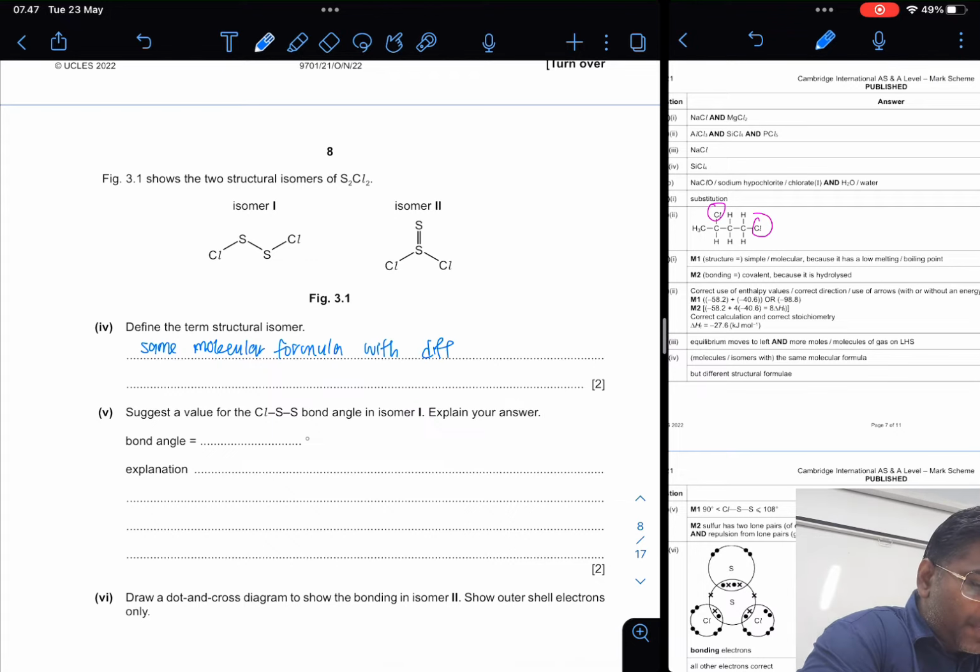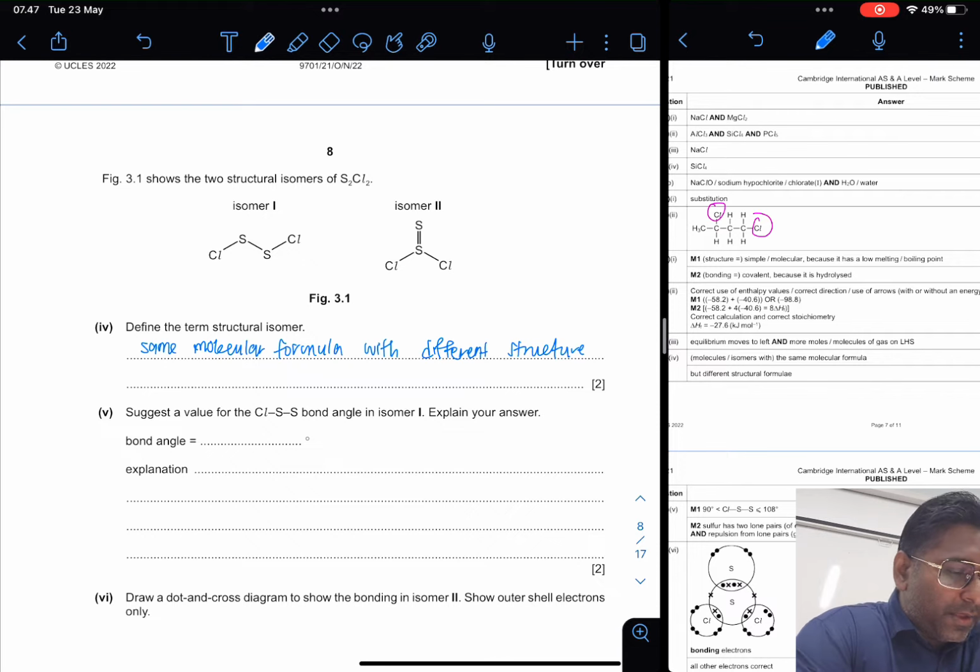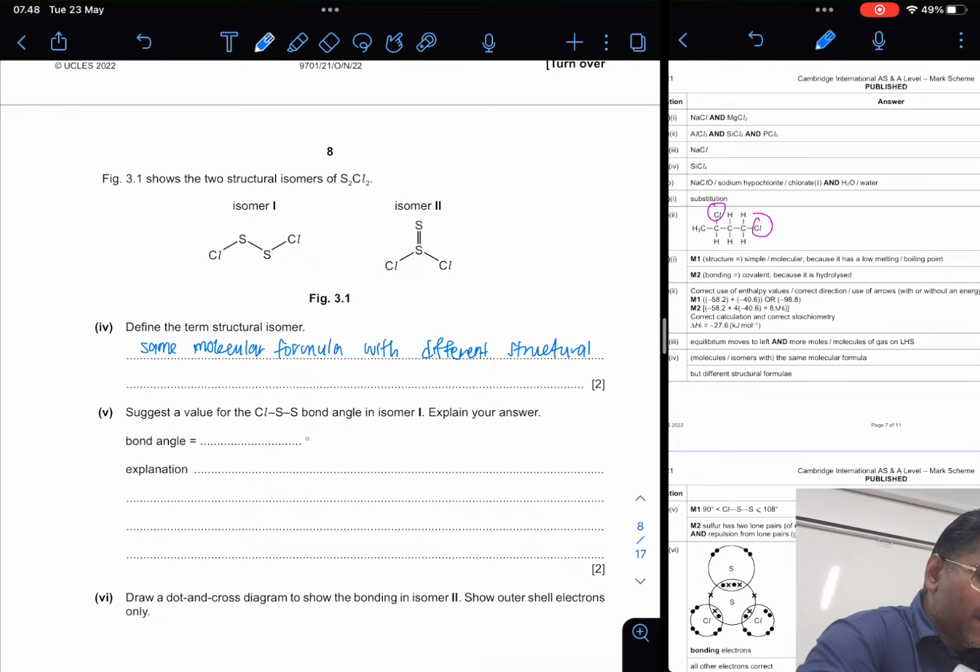Same molecular formula with different structure. So the answer is going to be, or you can say same molecular formula, so that's going to be 1 mark, but different structural formula or different structure. I think better to say structural formula. Let's follow the marking key.